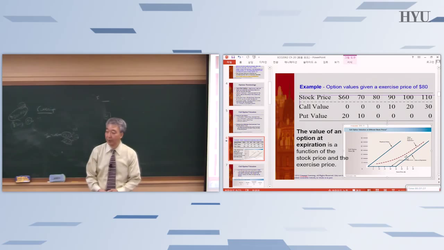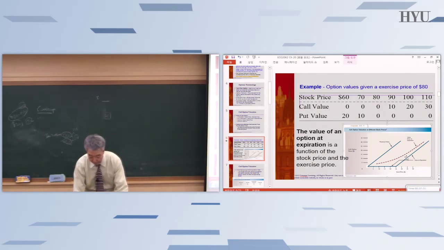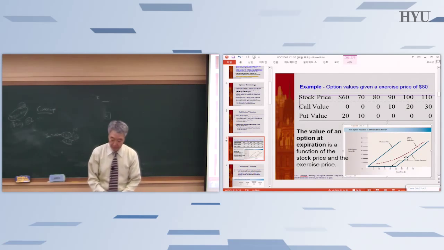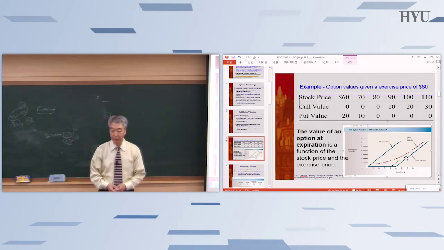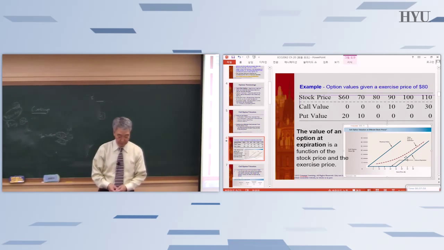Prior to the expiration date, the call value should be a little bit higher. This red dotted line is the value prior to expiration. That's a little bit higher than this blue line. Again, the reason is there is a chance that the stock price may increase.